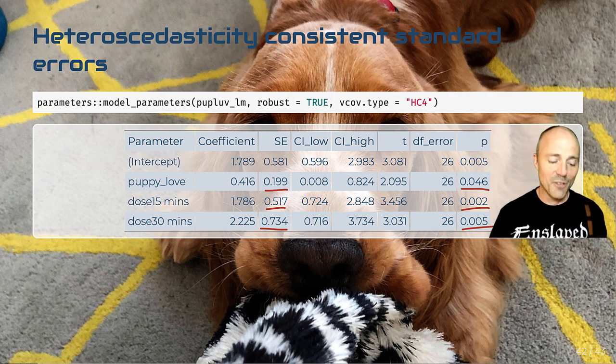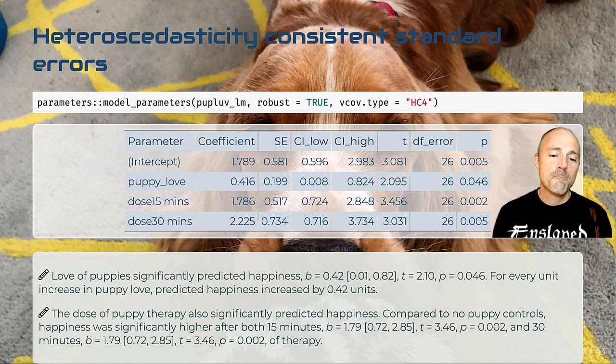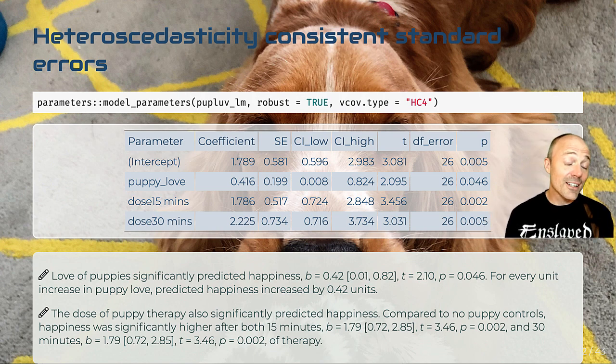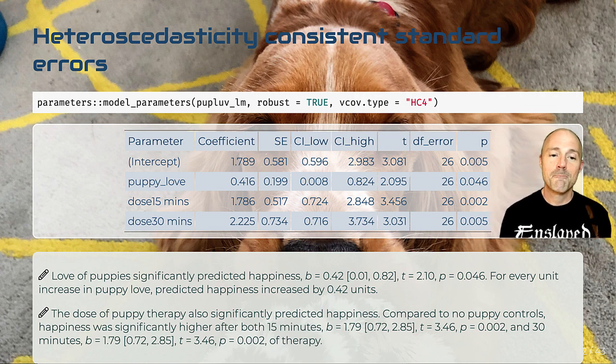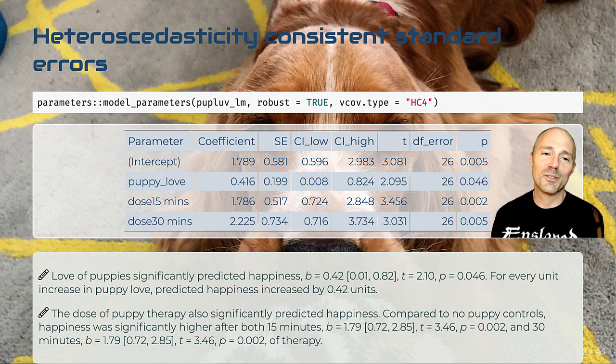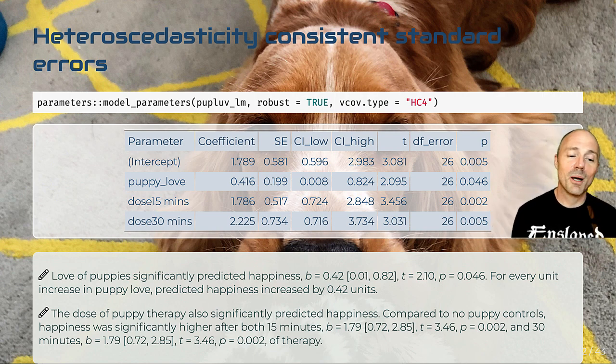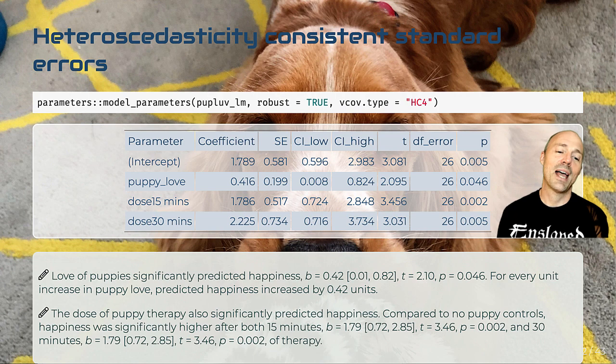So we've got a very confusing pattern of stuff going on. It's very weird data, basically. If we just focus on significance tests and making those robust, then love of puppies significantly predicted mean happiness. And it's interpreted in the same way as for the non-robust model because the parameter estimates haven't changed, and they won't change using this method. We could also say that the dose of puppy therapy had a significant effect on happiness as well. So basically, we've got completely conflicting results here. I guess the obvious question is, what do we do in that scenario?